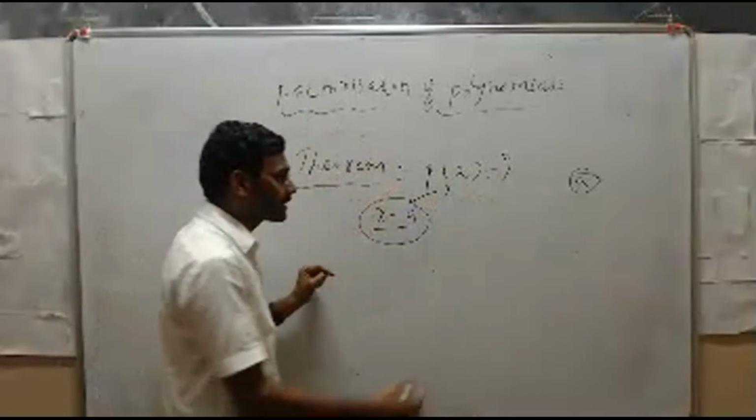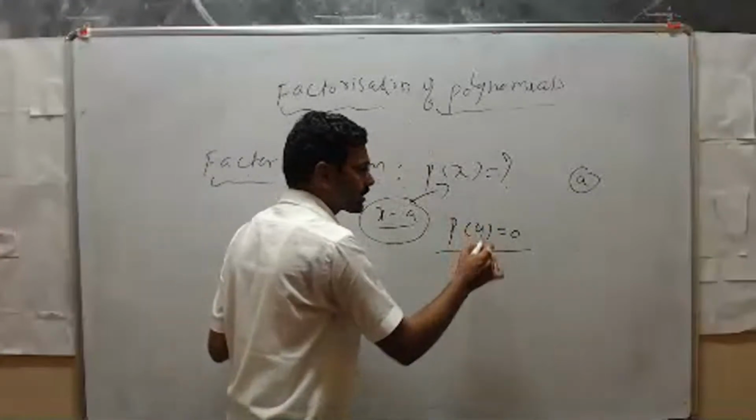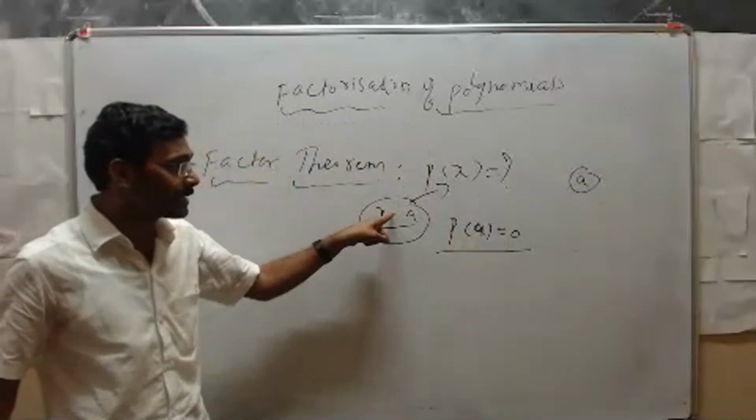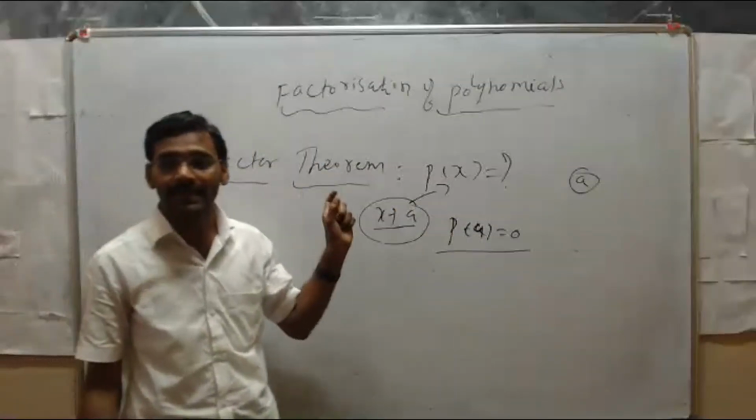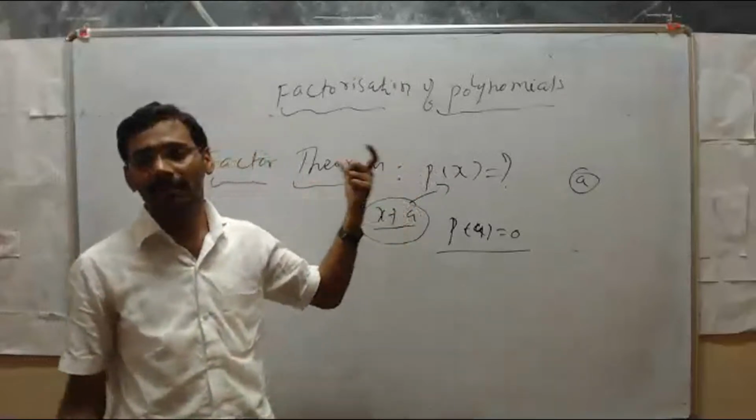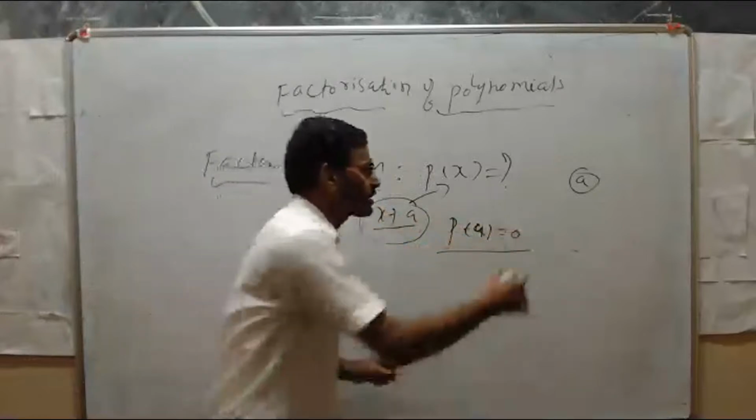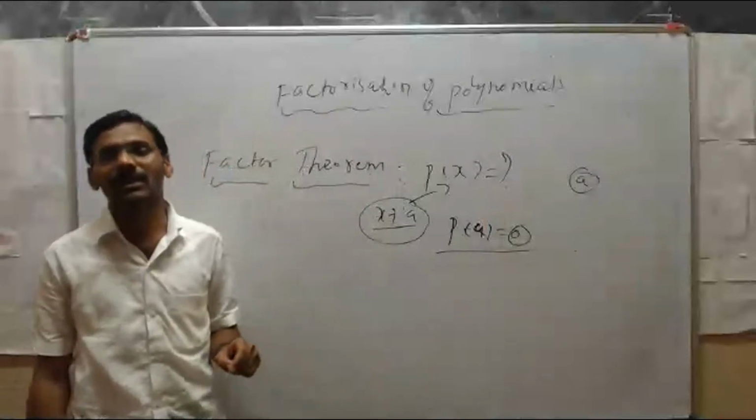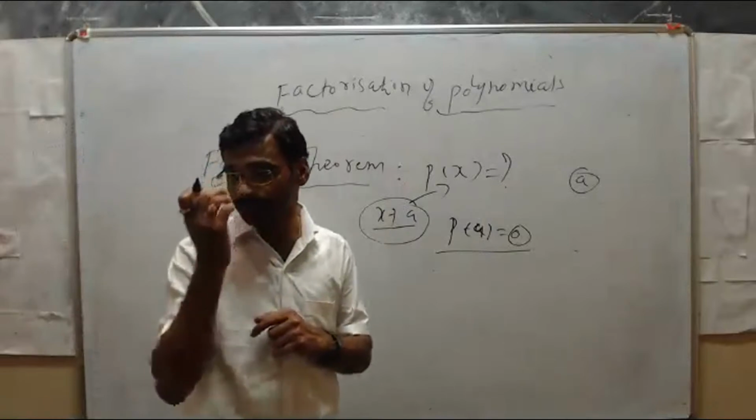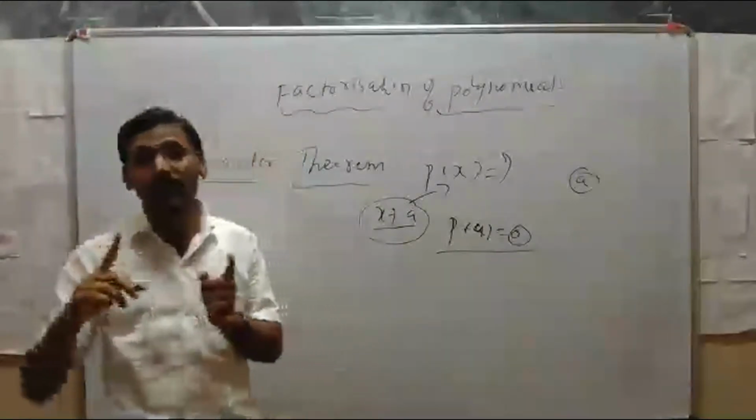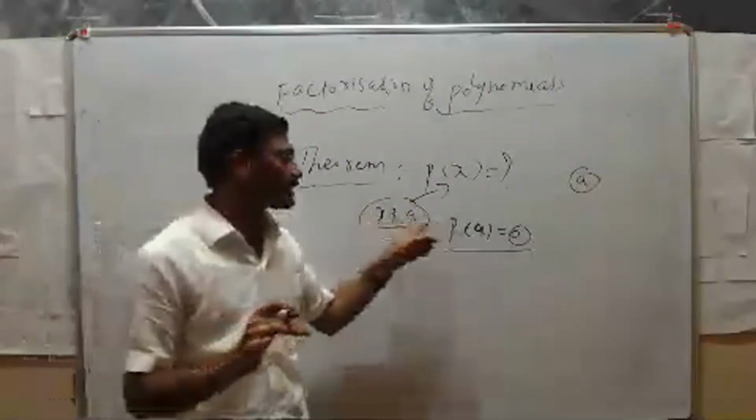then p of a is equal to how much? 0. It means p of a is equal to 0. If it is x minus a, it is plus a. Now if it is x plus a, it means minus a. If p of x is any polynomial and a is a real number, and x minus a is a factor, then p of a is equal to 0. P of x is any polynomial, degree is anything.